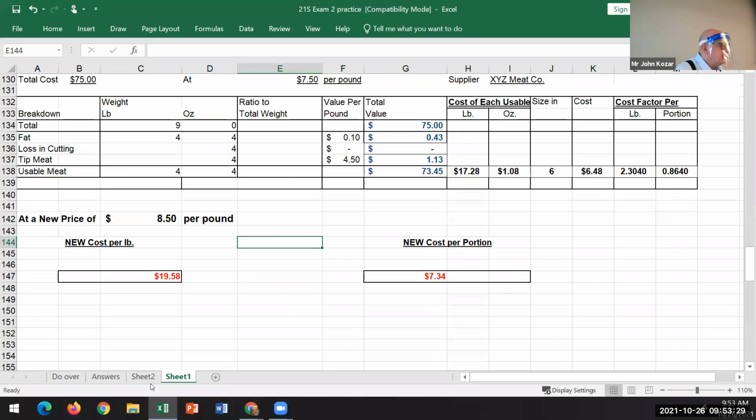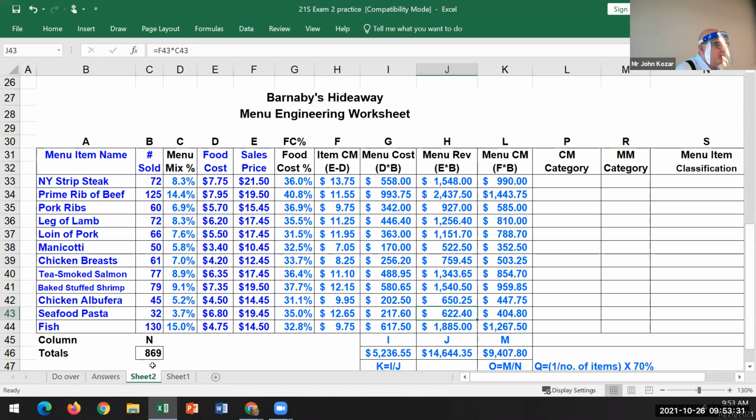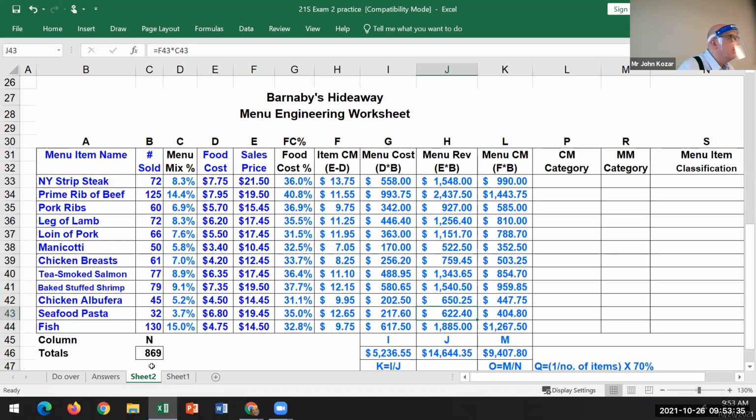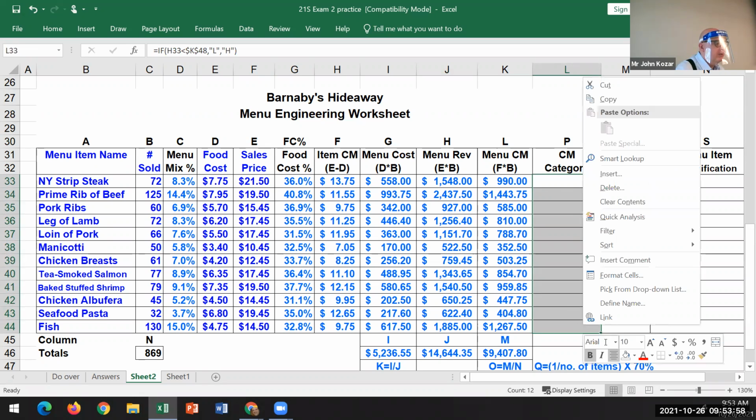Okay, so then the last thing we have is the menu engineering worksheet. I'm sorry. Okay, this is correct, right? The last thing that we have. Okay, so I need you to fill out the last 3 columns. I'm going to go highlight the contribution margin category first.